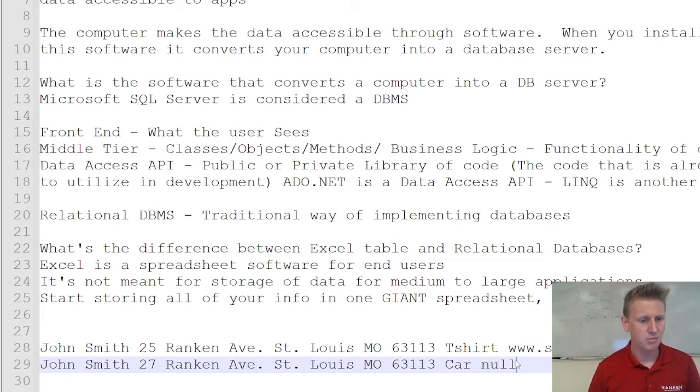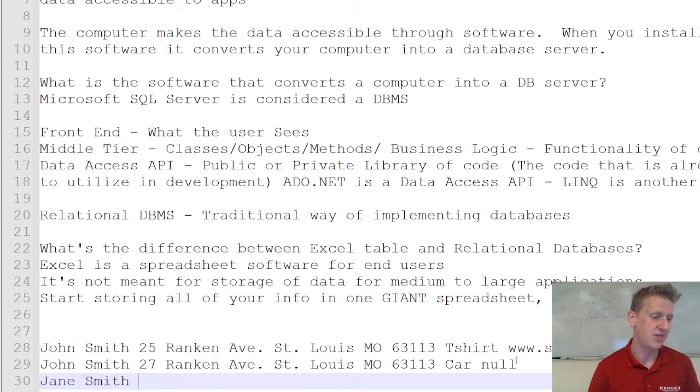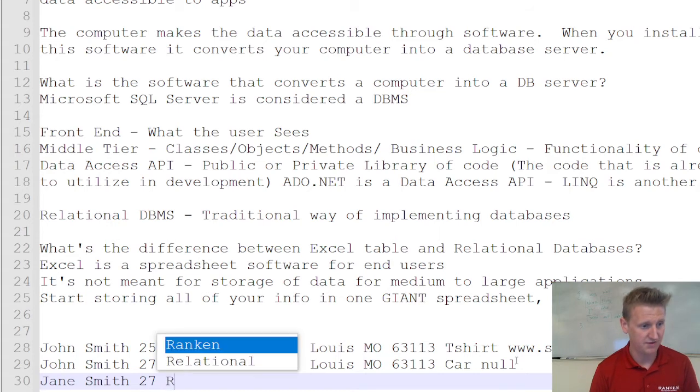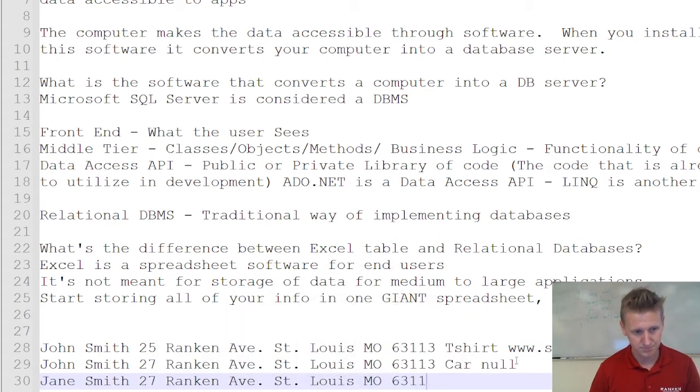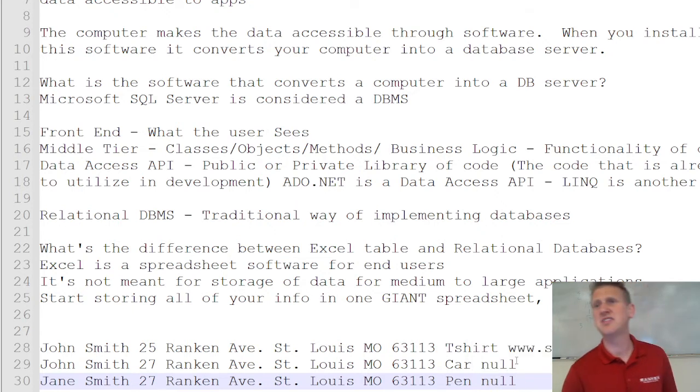Well, okay, so what about his wife? Jane Smith made a purchase. And let's say they're now living at 25 Rankin Avenue, St. Louis, Mo. She bought a pen. And she was also not referred. Okay, Jane Smith bought something. But then she returned it. She returned the pen. And so you can no longer keep this record.